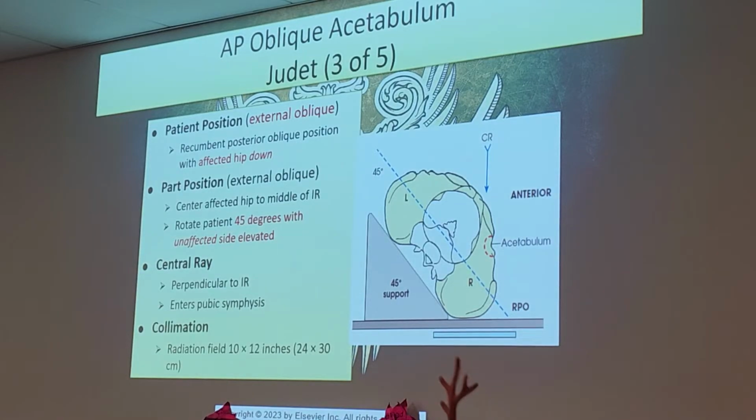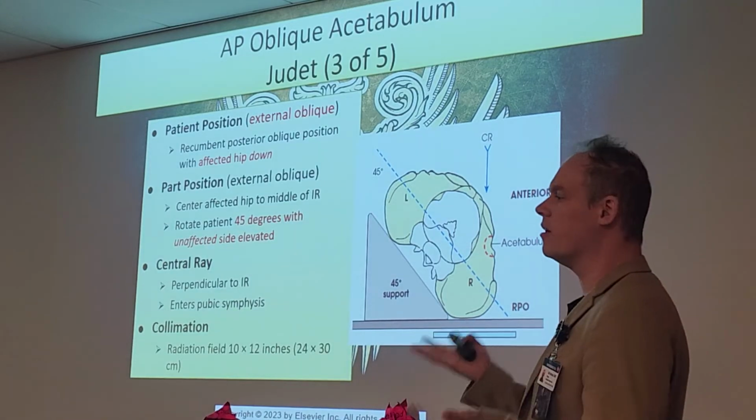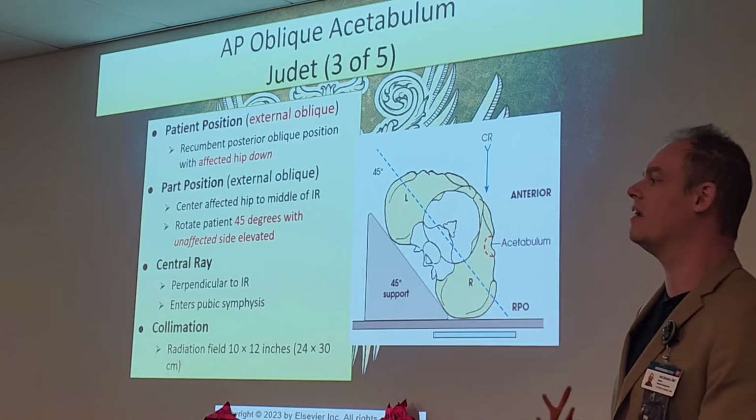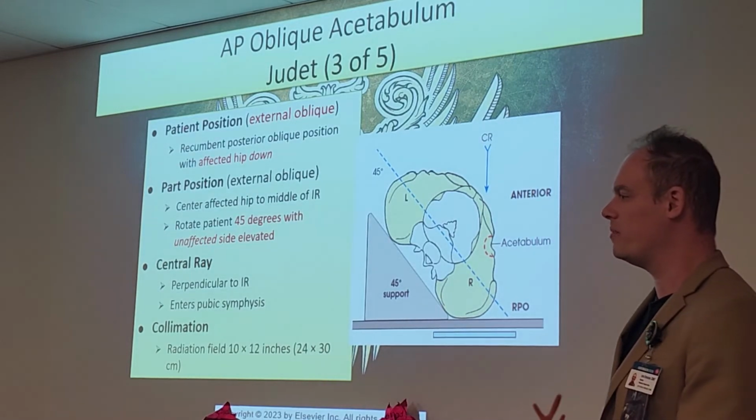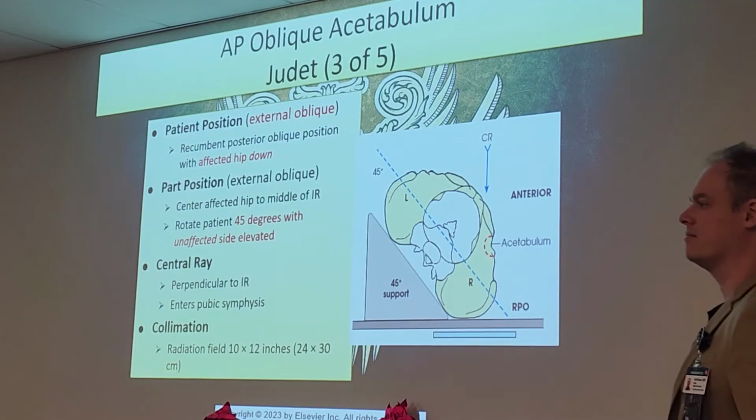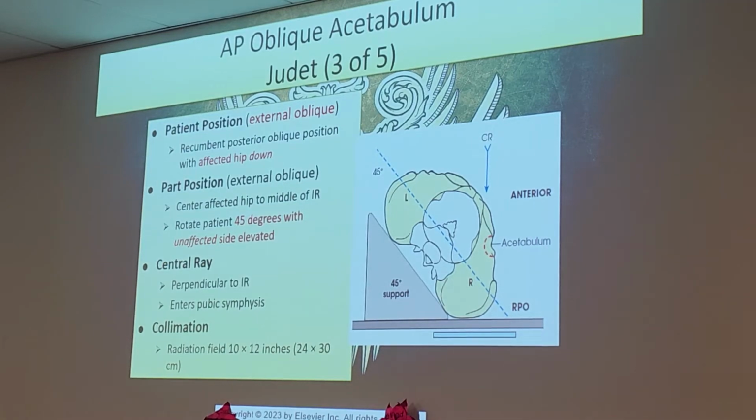If the internal oblique, I'm in an RPO position, the left side is up, that's the one I'm looking at. If it's an external oblique and I'm looking at the left side, I want to be in an LPO because it's the side that is down that we're looking at. You always do both. So if I'm interested in the right side, I'm going to do an external oblique and an internal oblique of that right side. One will be with the side up, one will be with the side down.